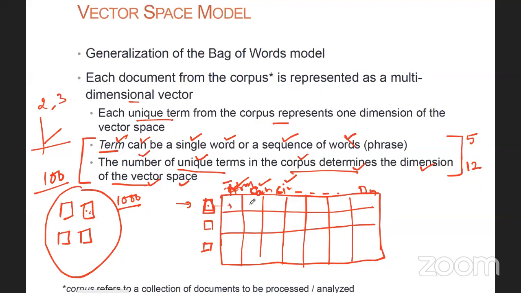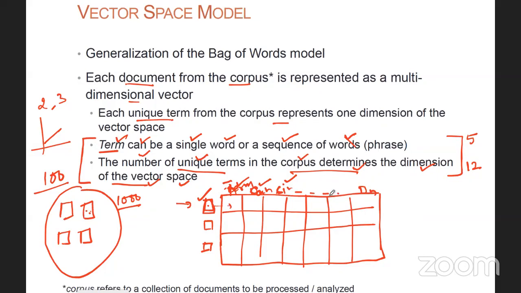Okay, so this is basically VSM. Let me repeat quickly. The VSM enables us to convert the unstructured data to structured data. Okay, so it has a defined methodology. In this, each document in the corpus, the pool of all the documents, is represented as a multi-dimensional vector. Each document, each review, each message would be represented as a multi-dimensional vector like this.